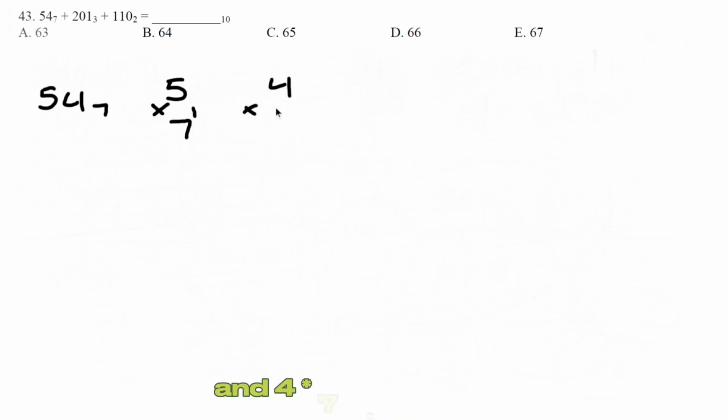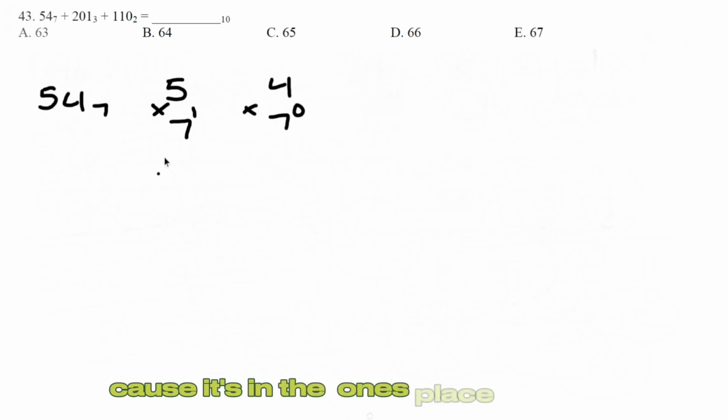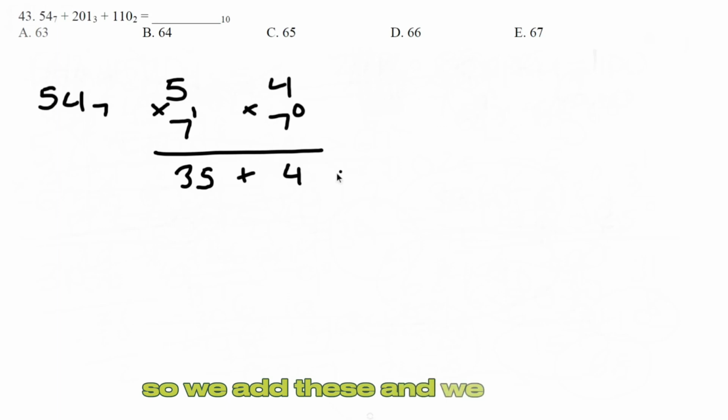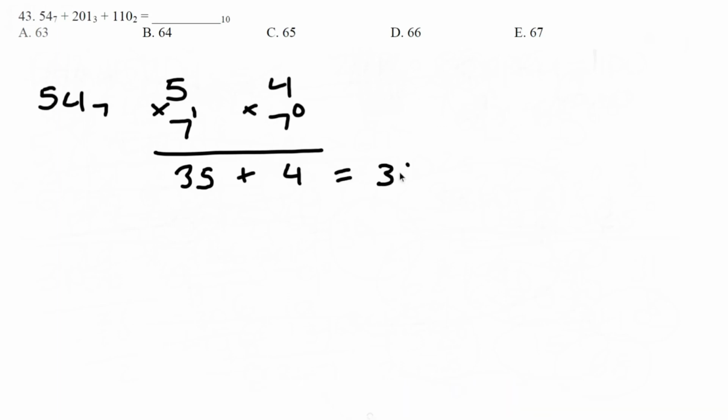And 4 times 7 power 0, because it's in the ones place. So that's 4. Plus 5 times 7, which is 35. So we add these and we get 39.